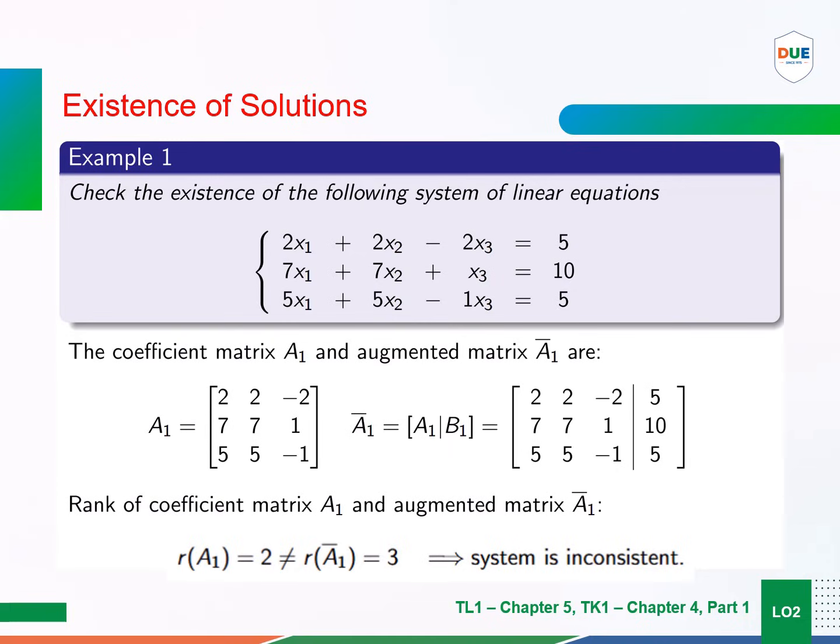Notice that we do not need to solve for x1, x2, and x3 directly. By comparing the two ranks, we can determine immediately that no vector can satisfy all three equations simultaneously. This example illustrates the first case of the theorem. Unequal ranks imply no solution.